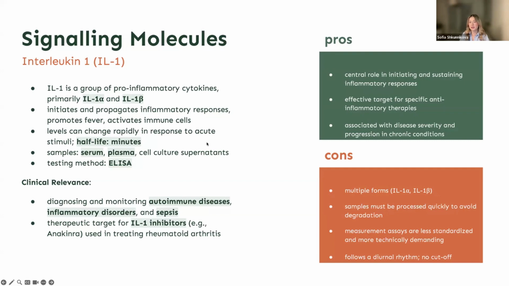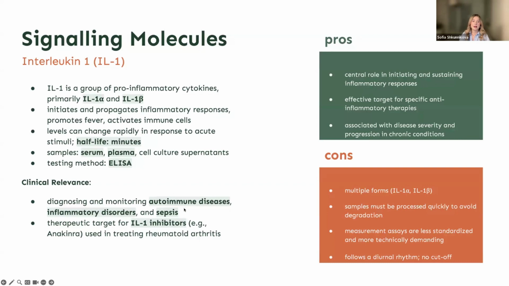Unfortunately, it is quite challenging to measure because it has multiple forms. So as we just said, it has the alpha and the beta form. Samples also must be processed quickly to avoid degradation, which is sometimes challenging in clinical labs. And measurement assays that are currently available are less standardized and more technically demanding than, say, the CRP assay, and we'll get to that in a second.